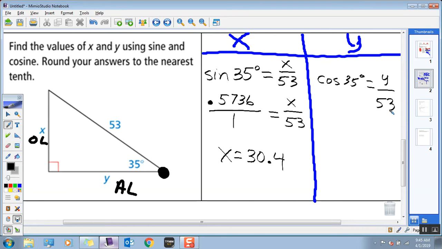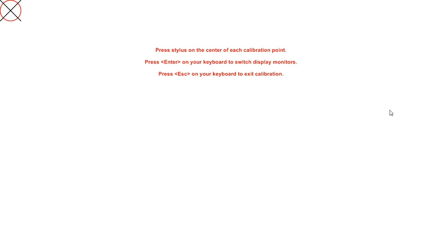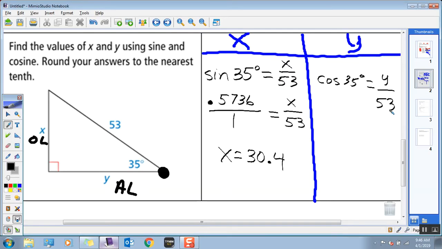Okay, where was I at here? What's cosine 53? Oops, I was going to recalibrate, wasn't I? 35. Have you never seen this before? All right, go ahead. What was the cosine of 35, 4 places? 0.8192. Put that over 1. Where you guys at with that? 43.4. How many agreed?